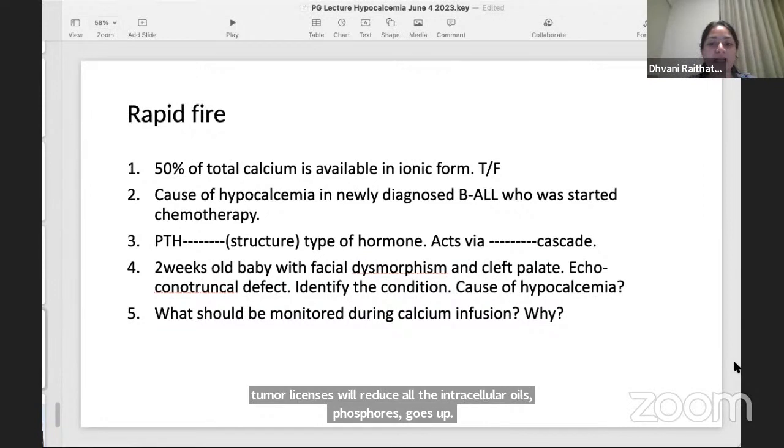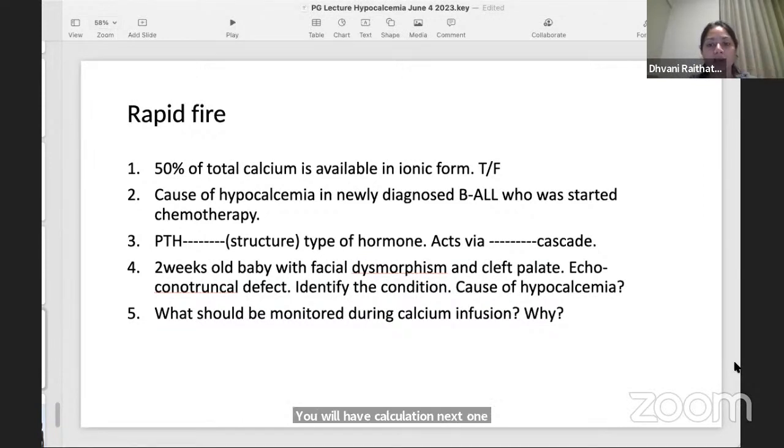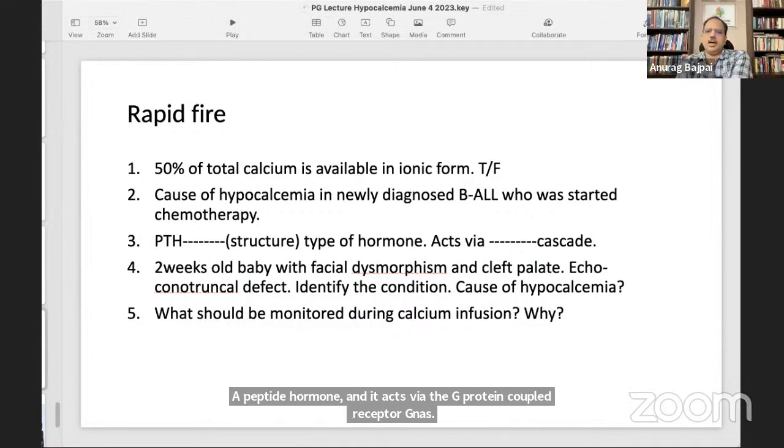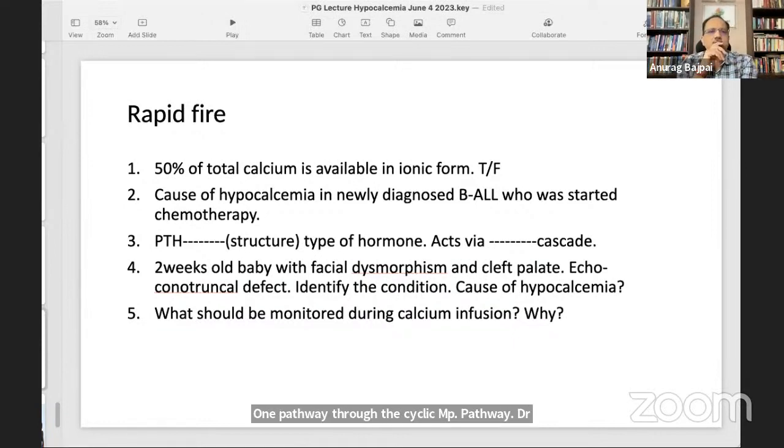Next one. And okay, so what type of hormone is PTH, and what pathway does it act via? Which type of hormone means which is the chemical composition, the chemical structure, and which second messenger is the one via which PTH acts. So we talked definitely about the second messenger pathway when we talked about pseudohypoparathyroidism. So PTH is clearly a peptide hormone and it acts via the G protein coupled receptor. GNAS is one pathway through the cyclic AMP pathway. Dr. Musakutti is right at that point of time.